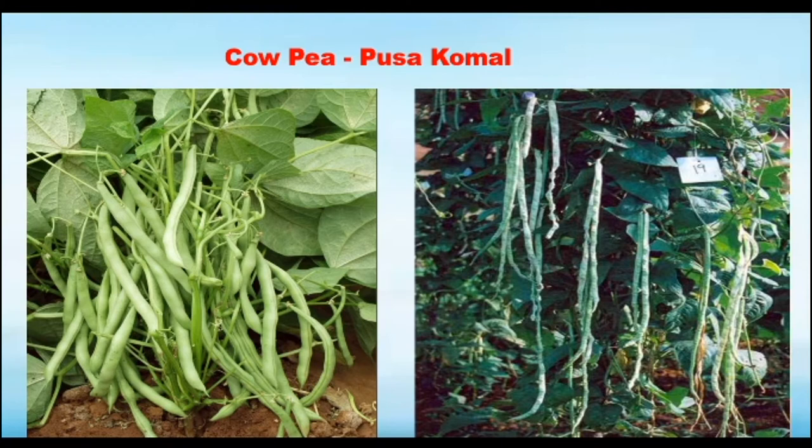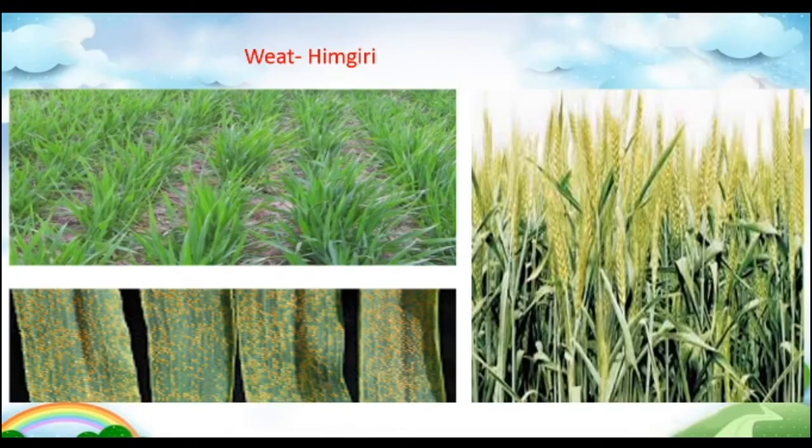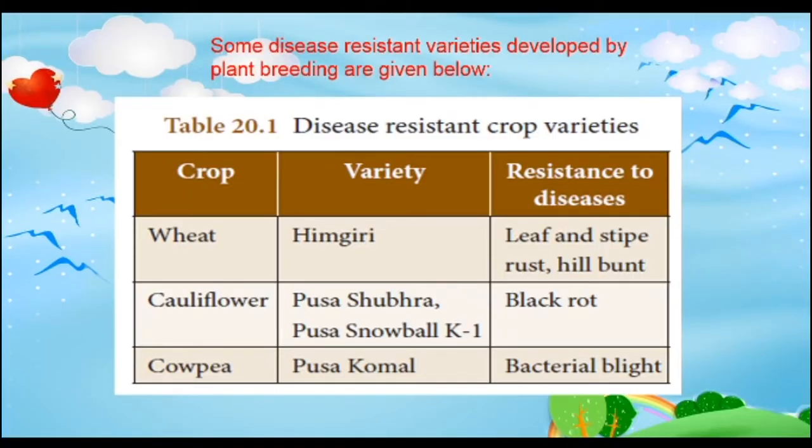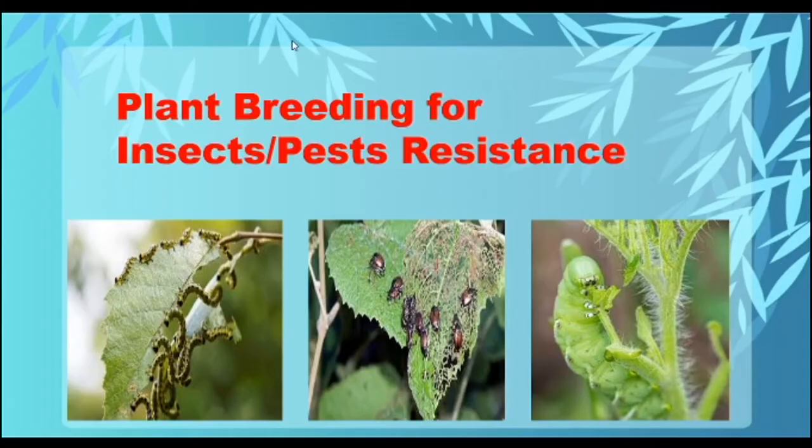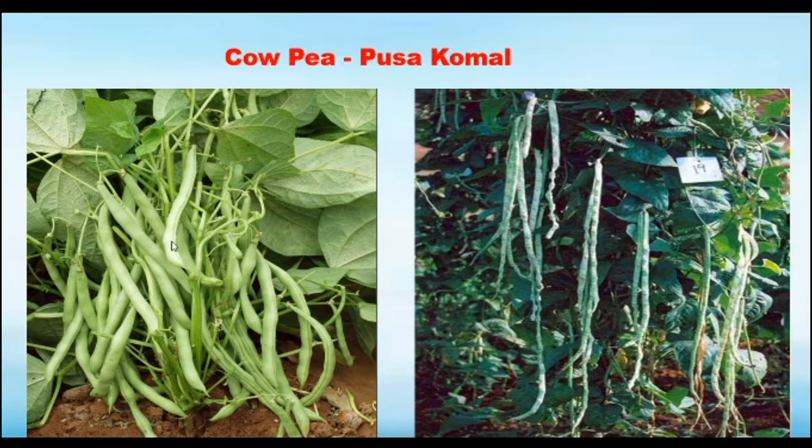Another one is cowpea, Pusa Komal. Look at that, the third one is bacterial blight. So what will happen? It seems like a very healthy condition of the plants. So this is the cowpea. Look at this, after the disease has affected it, what will happen? That cowpea is not in good condition, so we cannot sell it in the market. It has no value because we cannot cook such cowpea. Because of this disease, we have to avoid it. So while we grow Pusa Komal, we can avoid such a type of disease, which helps us to have more yield.